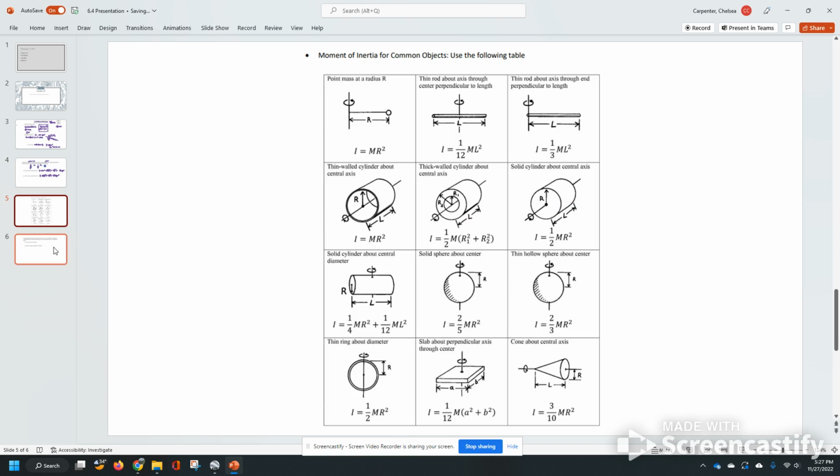Usually we'll have an object like a cylinder or a sphere or a rod, and we're going to use these formulas, which are derived with calculus, to determine the moment of inertia. For example, if you have a rod and you spin it around the middle, the moment of inertia is calculated with 1/12 mass times length squared, versus when it's around the end, it's a lot larger. It's 4 times as large, a third ML squared. Usually you'll be given these on tests.